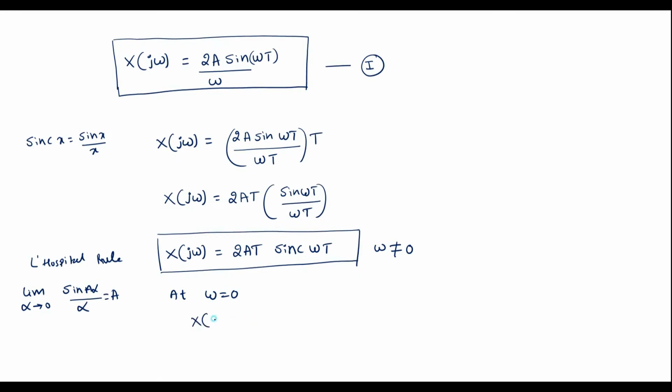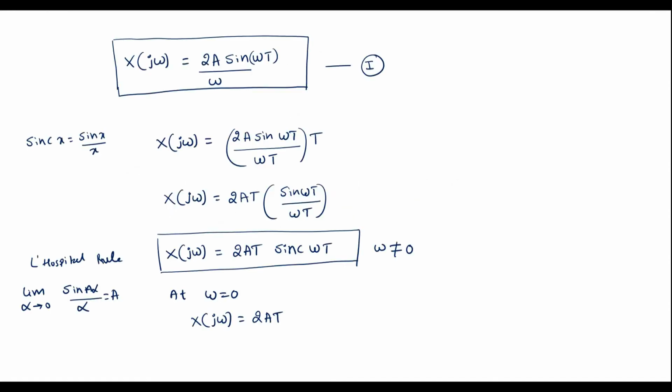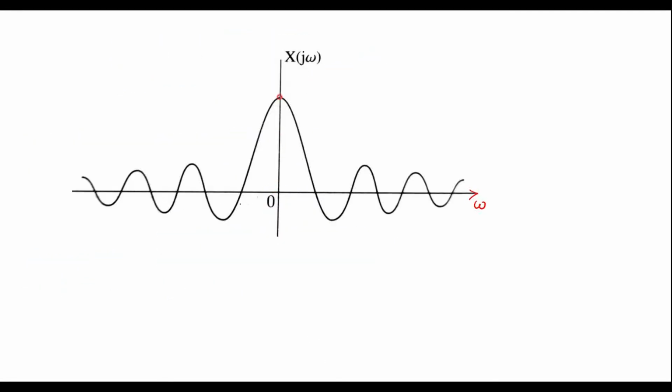Therefore, I can write X(jω) is equal to 2AT. This is when ω is equal to 0. Now let me draw the spectrum of X(jω), that is the plot of X(jω) with respect to ω. Here we can see that at ω equal to 0, the value of X(jω), that is the amplitude, is 2AT.